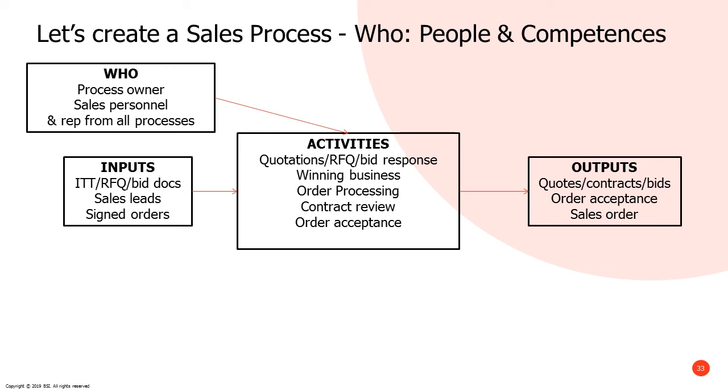So within the top left box, the process owner, he must own it. The personnel, whoever they are: sales personnel for the ITT, the RFQ, the bid docs, and indeed the personnel from all other processes who will probably contribute to the ITT, the RFQ, etc., and also the contract review.